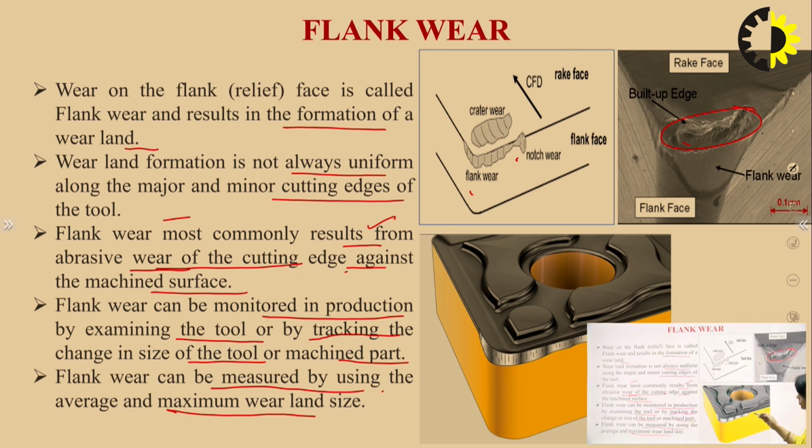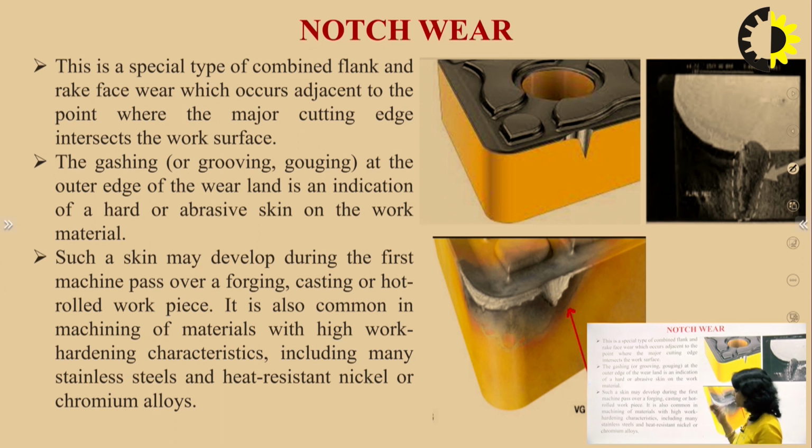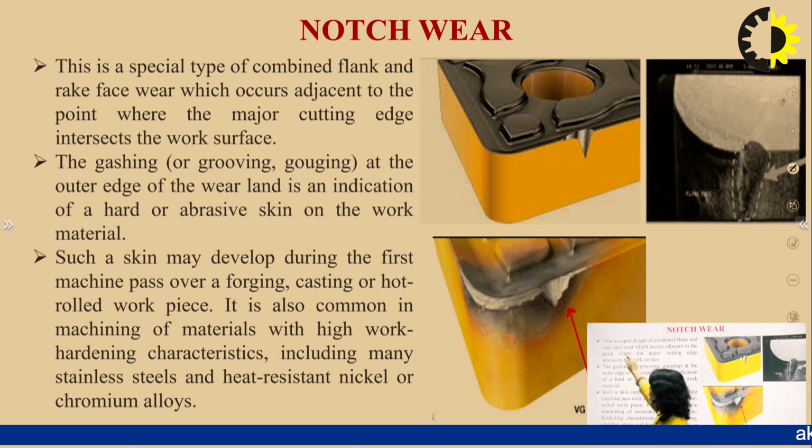You can see here also this is basically the flank wear and this is the crater wear. Now we come to the notch wear. Notch wear में क्या होगा? This is a special type of combined flank and the rake face wear. ठीक है, तो ये जो है आपका थोड़ा पार्ट इसका रेक फेस पे होगा और थोड़ा जो है वो फ्लैंक सरफेस पे होगा. तो ये जो है कंबाइंड होती है फ्लैंक और रेक फेस वियर का, which occurs adjacent to the point where the major cutting edge intersects with the work surface. सो ये इसका मेन एरिया होगा जहाँ पर कि नोच वेयर होगा.